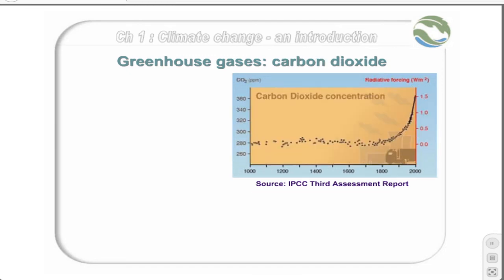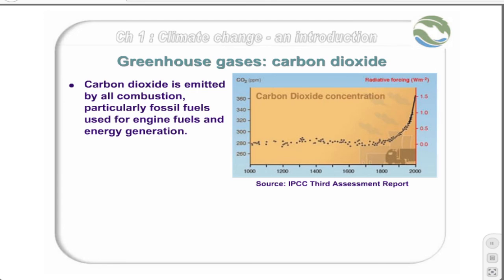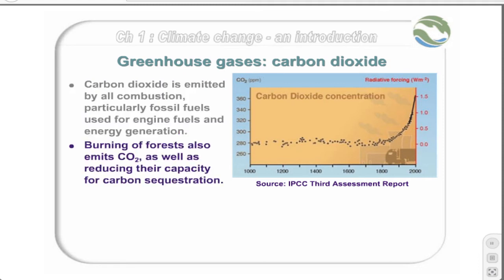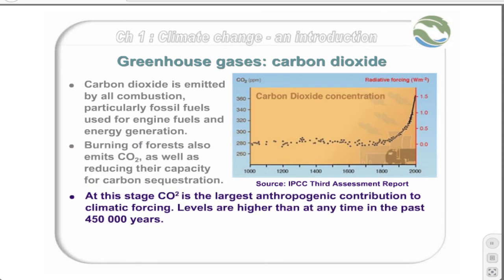Carbon dioxide is of particular importance when studying anthropogenic climate change. As can be seen in the graph, carbon dioxide levels were relatively stable over the last 1,000 years, until the advent of the Industrial Revolution. Carbon dioxide is emitted by all combustion, particularly fossil fuels used for engine fuels and for energy generation. The burning of forests also emits carbon dioxide, as well as reducing their capacity for carbon sequestration, thereby reducing the rate at which carbon dioxide is removed from the atmosphere. At this stage, carbon dioxide is the largest anthropogenic contribution to climate forcing. The levels are in fact higher than at any time in the past 450,000 years.